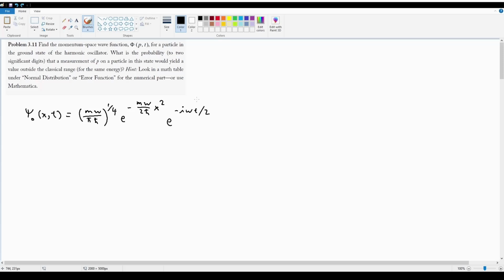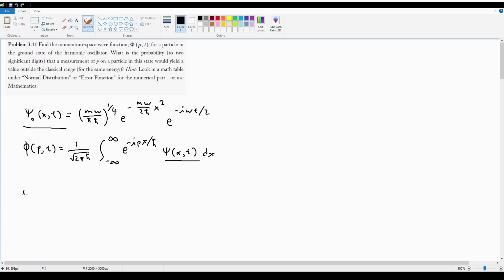So if we want to find the momentum space wave function, we just plug this into Plancherel's theorem, recognize that phi of p comma t is equal to 1 divided by the square root of 2 pi h bar times the integral from negative infinity to positive infinity of e to the power of negative i p x divided by h bar times our wave function psi of x comma t dx, where our psi here is exactly this.